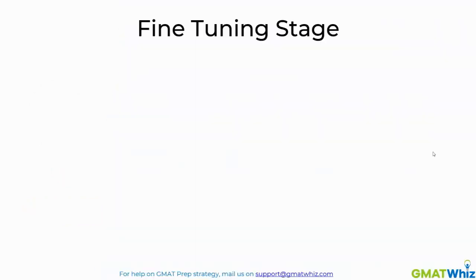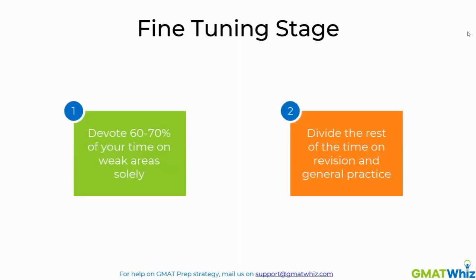Now let's move to the fine-tuning stage. Once you have learned the concepts, the method, and then practiced on different questions, obviously you will be good in a few areas, and there could be a few areas in which you still need improvement. So in the fine-tuning stage, you focus specifically on your weak areas. What you do is you devote about 60 to 70% of your time on your weak areas, and the rest of the time you divide on general practice and revision.